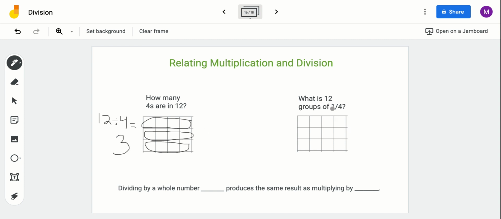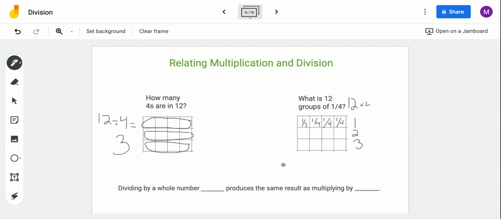Here we have 12 groups of 1/4. So we have 1/4, 1/4, 1/4, 1/4, and so on all the way down. So all the 1/4s, four 1/4s, that equals 1. Another four 1/4s is going to give us another one. So this is 12 groups with 1/4 in each group.